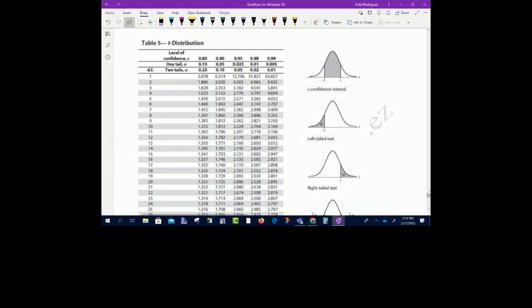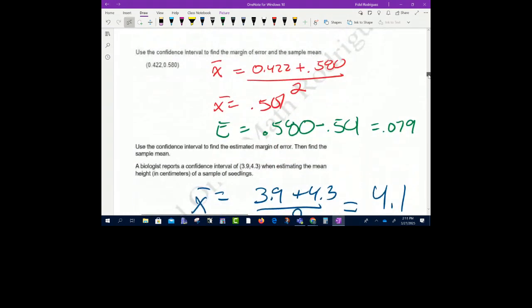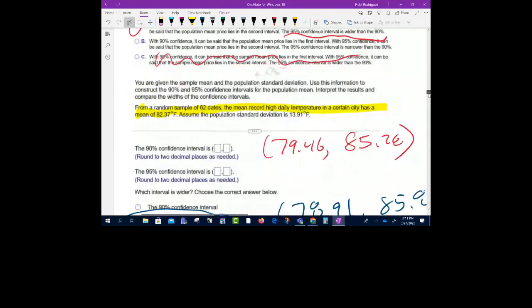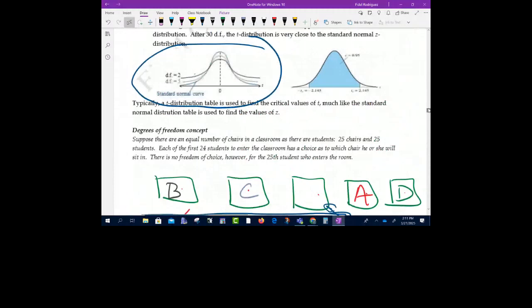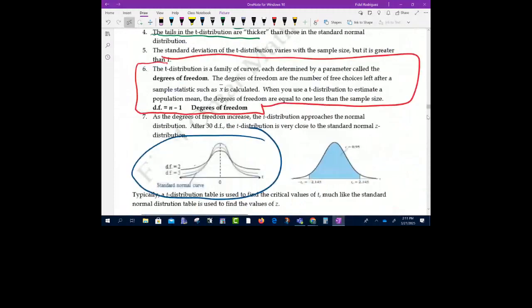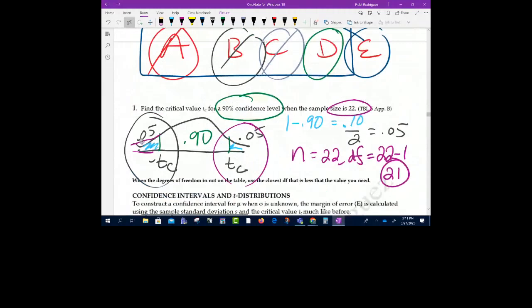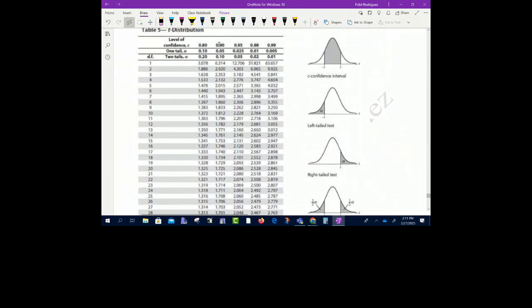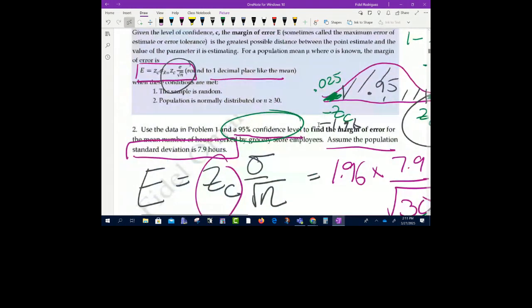So again, I'm just going to scroll back up to where we were. A little lower, a little lower. Okay, so here we go. 90%, right? Degrees of freedom 21. Again, one last time, just to show you right here: 90% is the second column, degrees of freedom 21, 1.721. Okay, that's how I do it using my table.